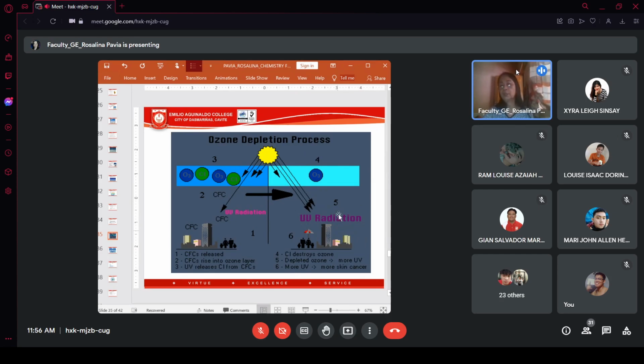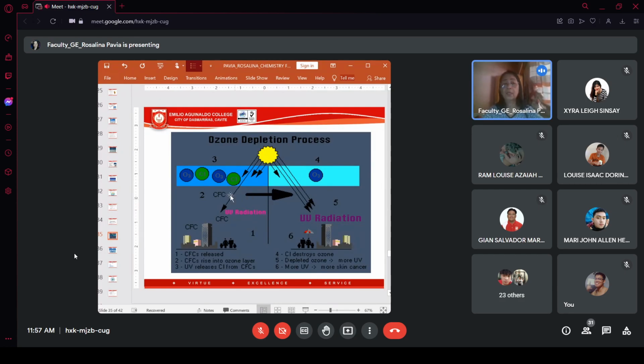So yun, this is how the ozone is being depleted. Nagets nyo kung bakit? Class? Hello? Iniwanan nyo na ba ako? Okay. Oh, kasi chlorine lang, na-separate si chlorine from CFCs. Chlorofluorocarbon. Chlorine, fluorine are being bonded to carbon.